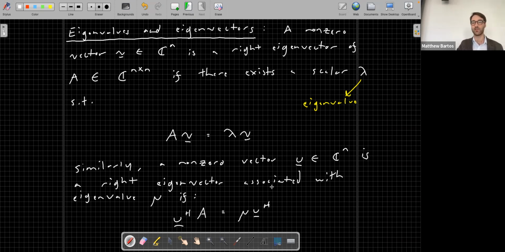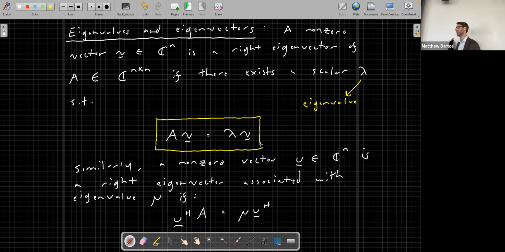Okay, so note that there are both right eigenvectors and left eigenvectors. Most of the time, when we're looking at eigenvectors, we will be computing the right eigenvectors, and there's a relationship between the right eigenvectors and left eigenvectors that we can use to determine the left eigenvectors from the right eigenvectors. I'll show you a little bit later how we can do that, but note that there are both right eigenvectors and left eigenvectors.